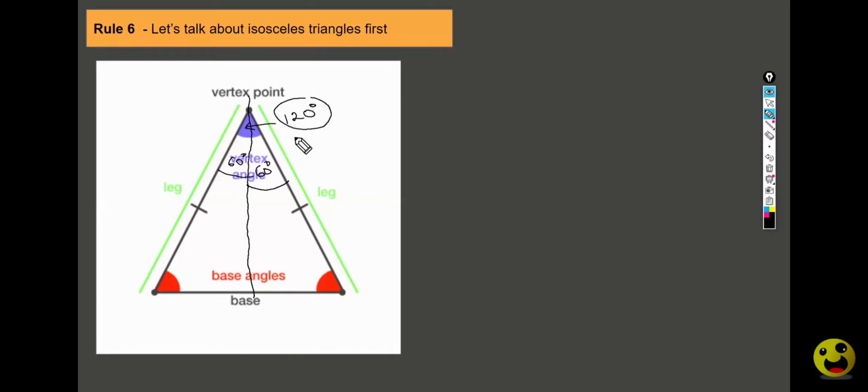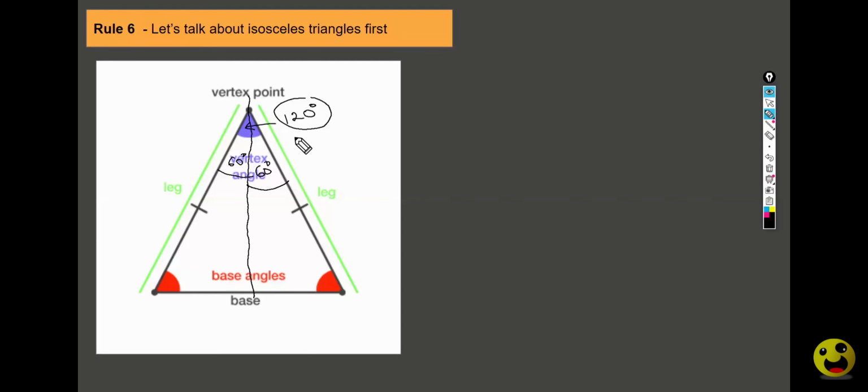You're going to have isosceles triangles, and if you look carefully or use your imagination, you will see a line cutting the vertex angle. It's trying its best to cut the vertex angle into two equal pieces. So in a case like that, it will split the vertex angle into two equal pieces, and you just divide by two. So with that in mind, let's move on to rule number 6.